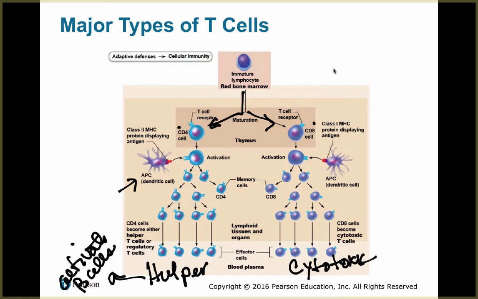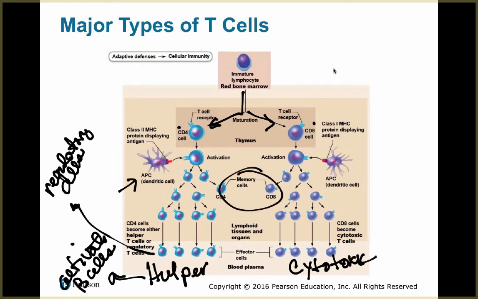Some become regulatory cells. And so they help to moderate the immune response. But they can also become memory cells, right, to help with secondary exposure.